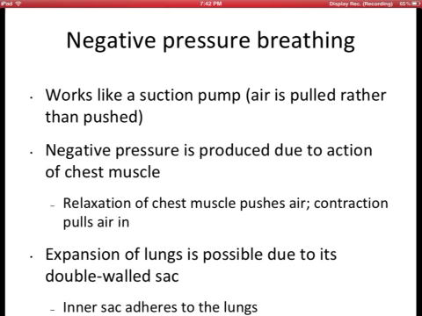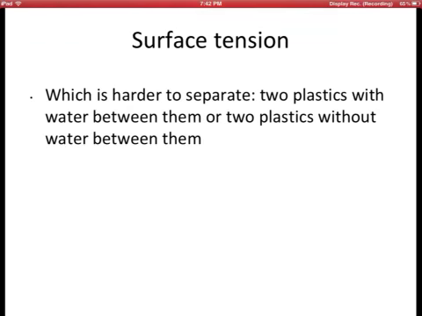Negative pressure breathing, ito yung diniscuss natin. Relaxation of the chest muscles, relaxation of the diaphragm will result in exhalation. Inhalation is a result of contraction of the chest muscle and contraction of the diaphragm, allowing an increase in the volume of the chest cavity. Bakit nagfa-follow yung lungs? Bakit lalaki yung lungs kung lumaki yung chest cavity? Because of surface tension.